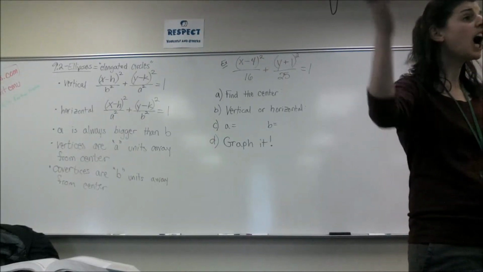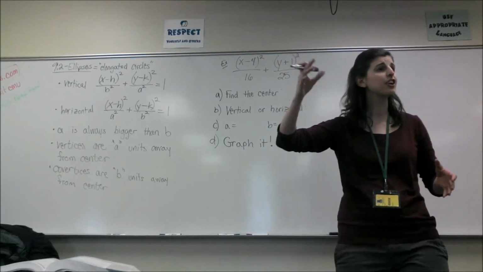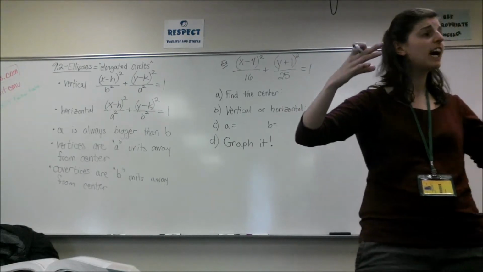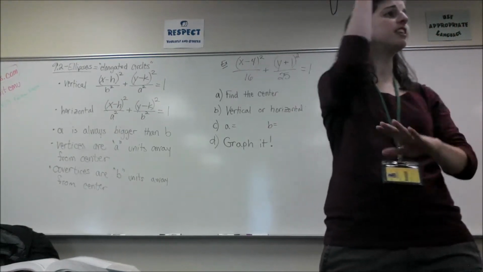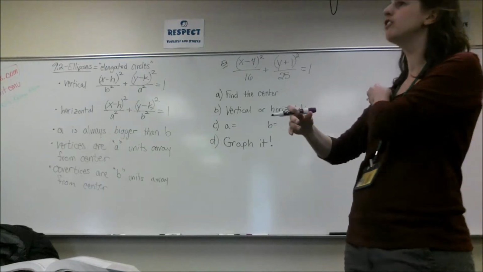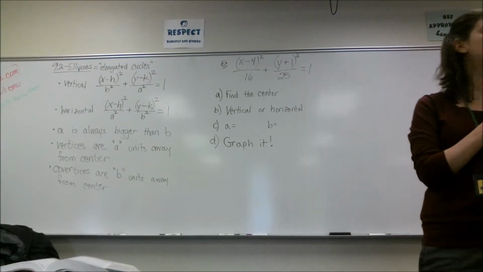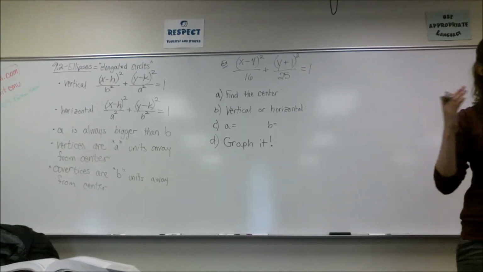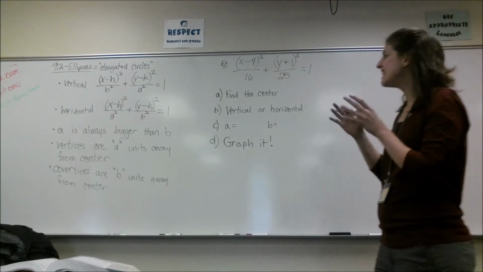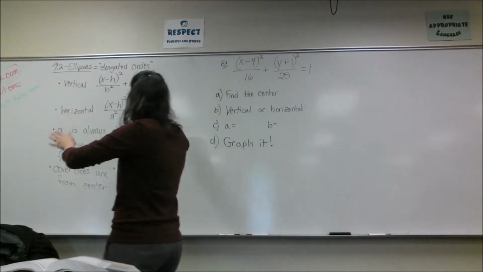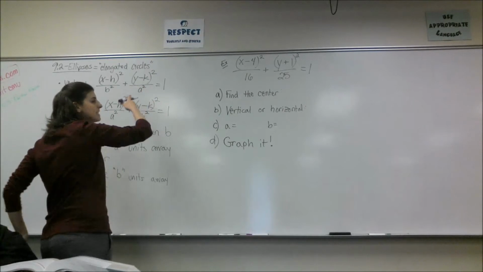Instead of a constant radius all the way around the center, you're going to have different radii. It's going to be longer in one direction than in the other. So you need to decide whether the ellipse is vertical or horizontal, and you do that by seeing where the larger number is in the denominator once it's in standard form.